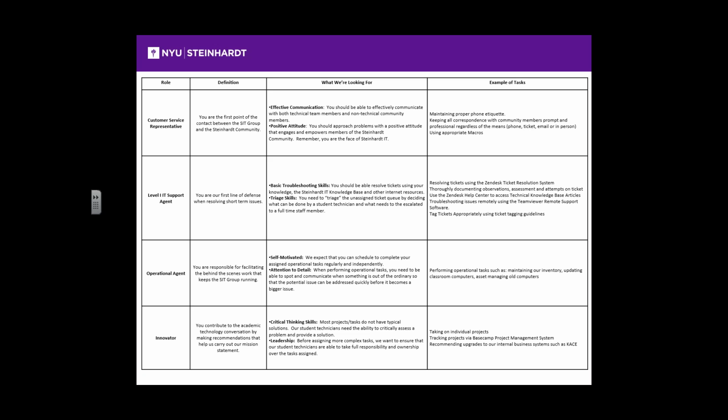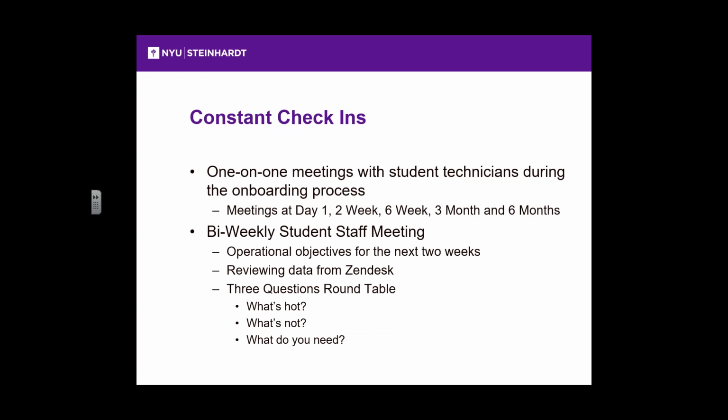So, these are the 4 roles that we're looking to develop the student workers in. And how do we do this? Well, we do this with constant check-ins. During the first 6 months, we have meetings with the new student technician on day 1, week 2, week 6, 3 months, and 6 months. Those are the milestones that we're looking at. During these times, I meet with the new student technician, and one of the core student technicians is with me, and we talk about what the new student worker has been doing in that time period.